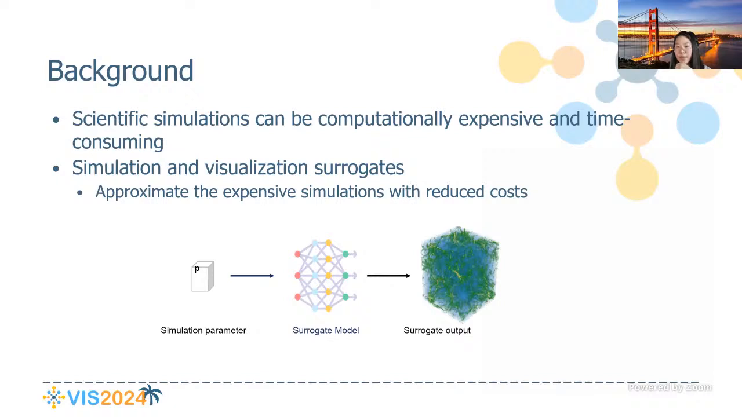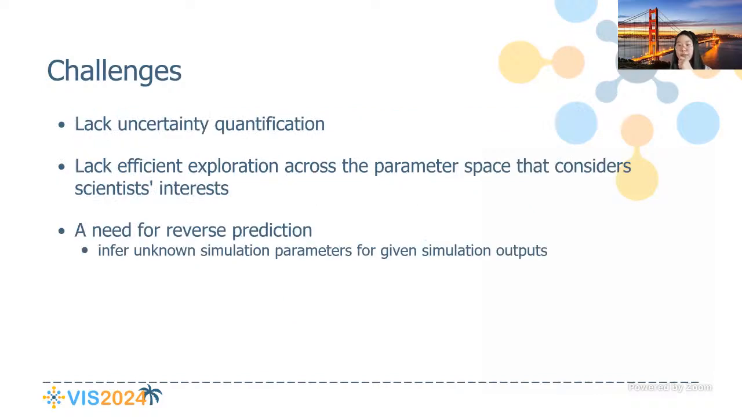So in order to speed up this process, significant research has focused on simulation and visualization surrogates, which approximate the expensive simulations and reduce cost. Existing deep learning-based surrogate models facilitate efficient data generation, but there still exist several limitations. The first is the lack of uncertainty quantification. Surrogate models are approximations of the actual simulations, so they inherently contain uncertainties. It is important to convey these uncertainties so that scientists know how much they can trust the model's prediction.